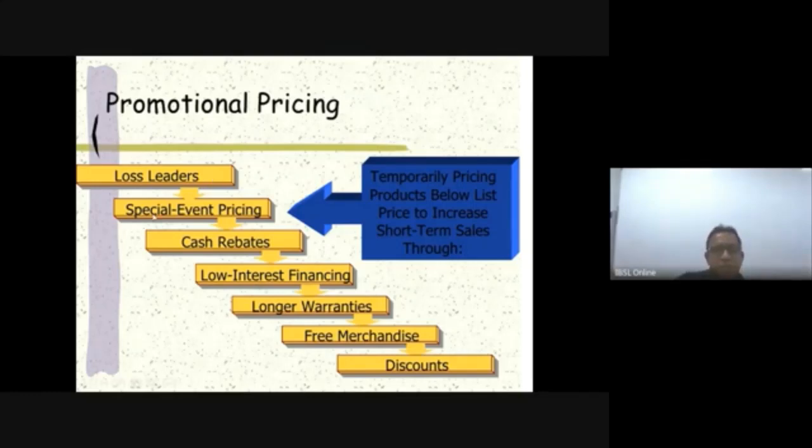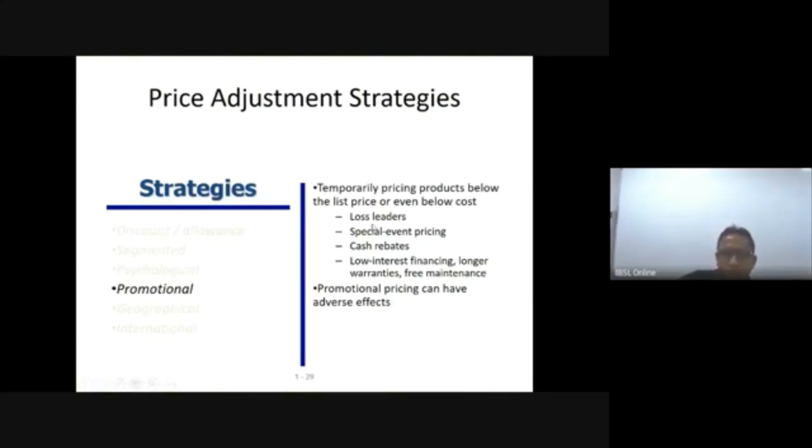Special event pricing, like during New Year, Christmas, you find credit card companies offer various discounts to celebrate the particular event. Cash rebates are given to encourage more buying. Low interest financing. Now these days, owing to low interest rates in the market, housing loans are at very low rates. Personal loans are at very low rates. And some give longer warranties on products or free merchandise. When you buy something, you get something free. Discounts for bigger volumes. So all these are short-term strategies in pricing to promote more sales.